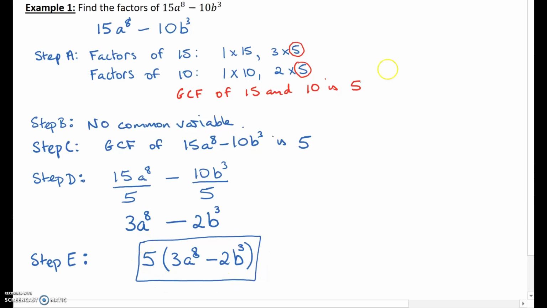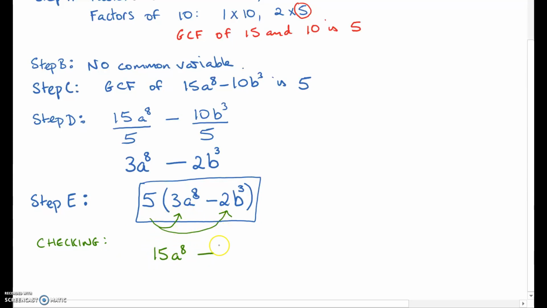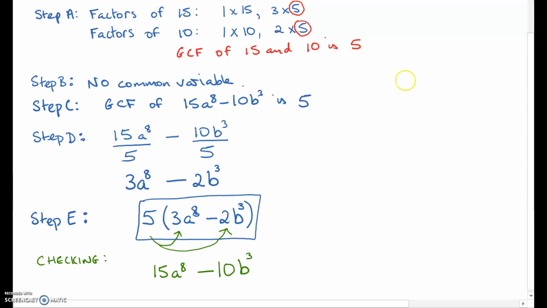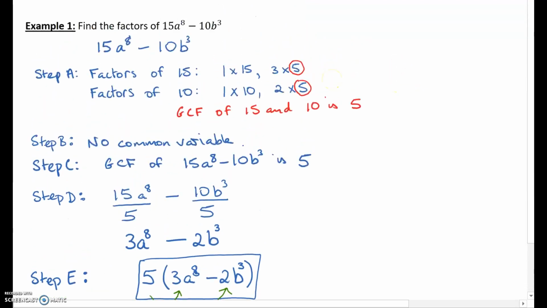Now, if we want to check, we'll just distribute. So this is just checking. 5 by 3 is 15a to the power of 8, and 5 by negative 2 is negative 10b cubed, which is 15a to the power of 8 minus 10b cubed, which is what we had as our original question. So we know we're right.